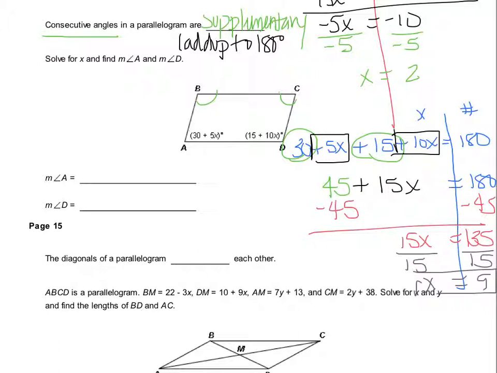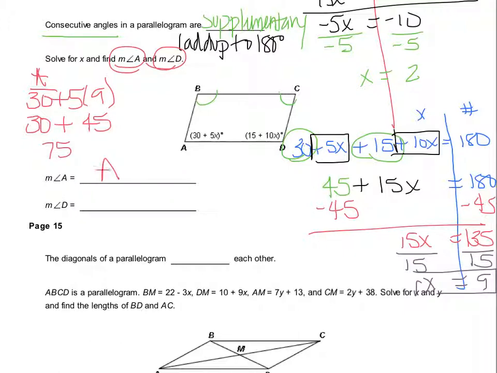So x is 9. Well, it didn't ask me for x ultimately. It asked me to find angle A, and angle D. Well, to find angle A, I need to do 30 plus 5 times x, and x was 9. So that's 30 plus 5 times 9, which is 30 plus 45, which is 75. So angle A equals 75.